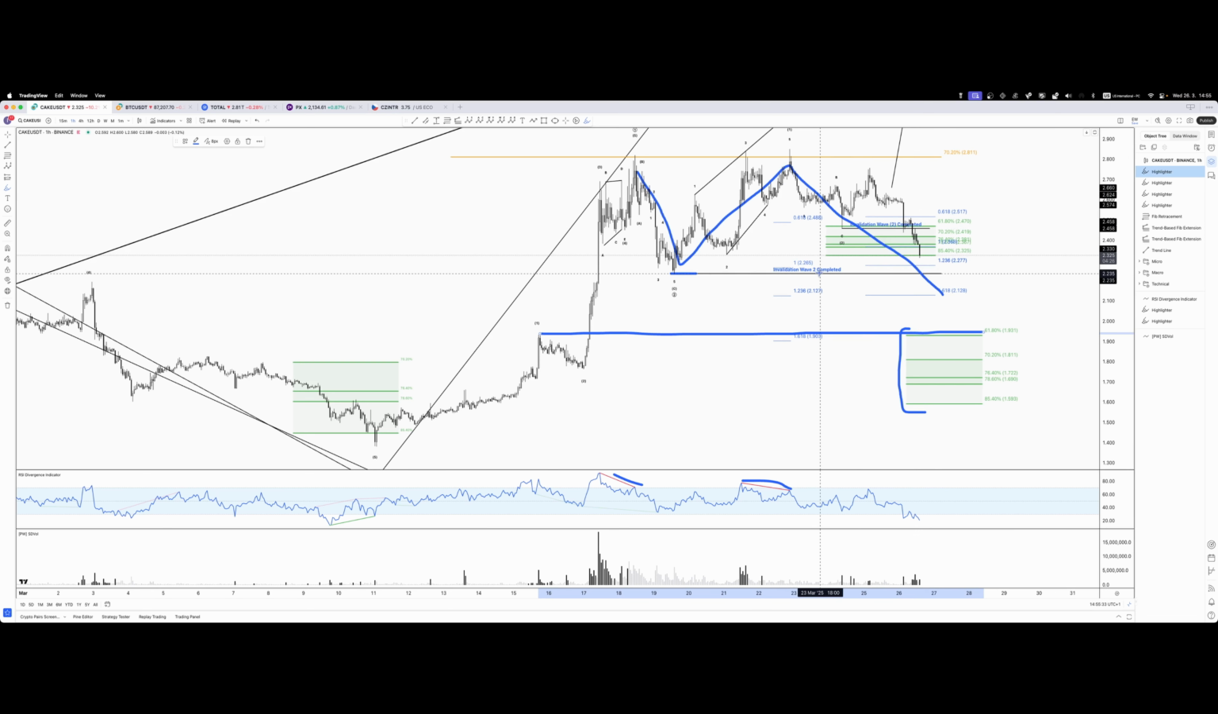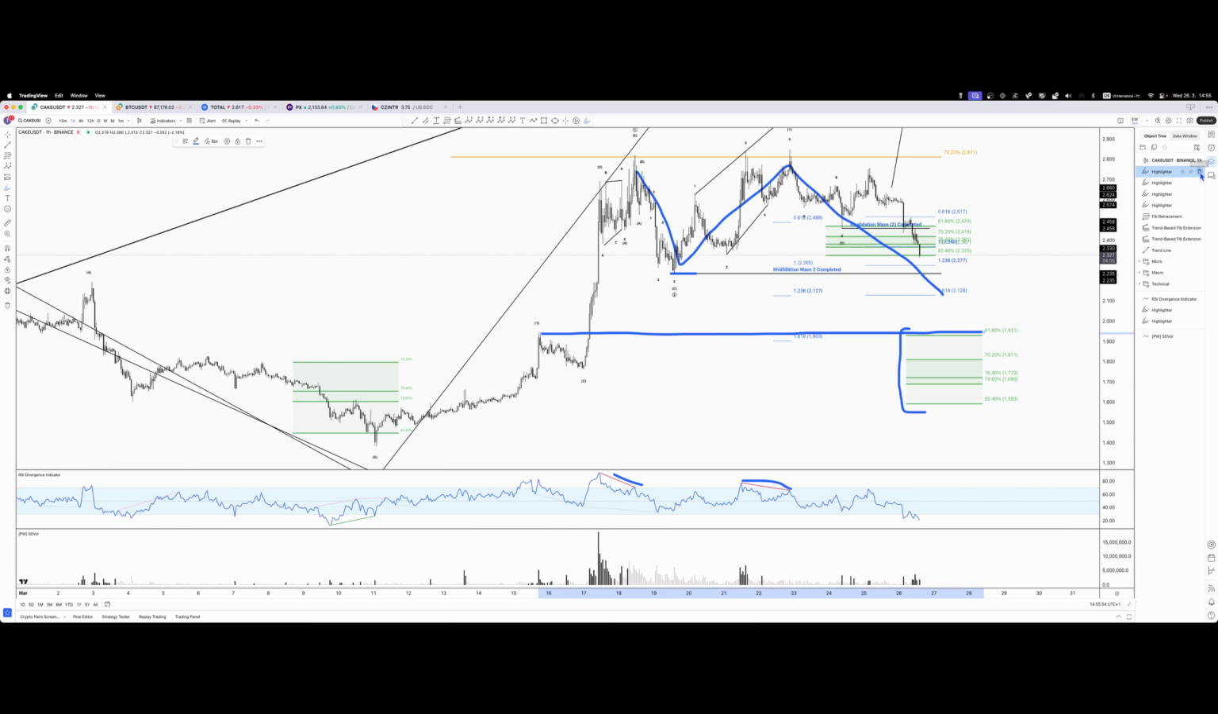If this level is broken at $2.23, that indicates that wave 2 correction is still in progress, and we will have to look further down for some support, perhaps the top of wave 1 here at around $1.93, representing the 61.8% Fibonacci.